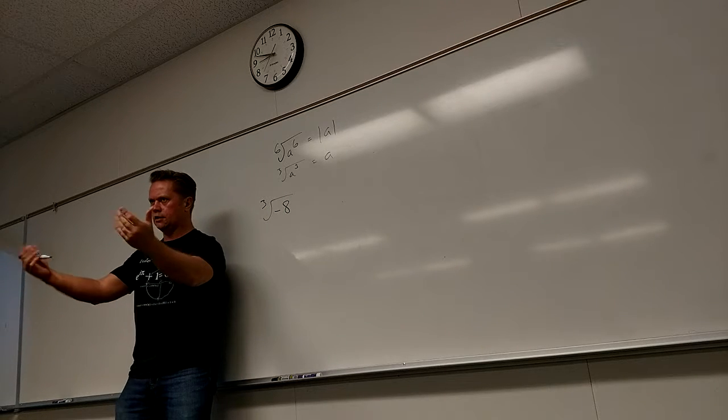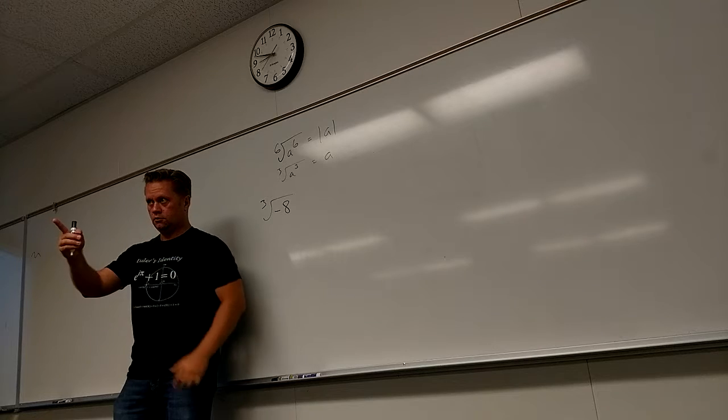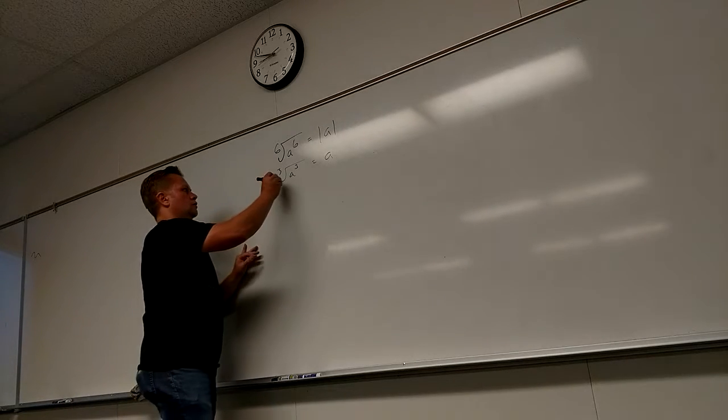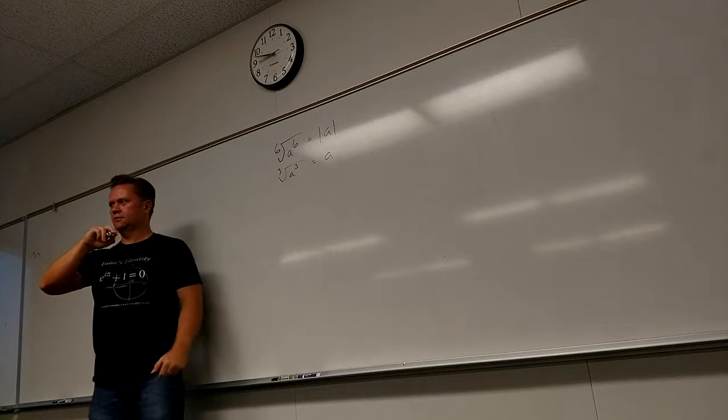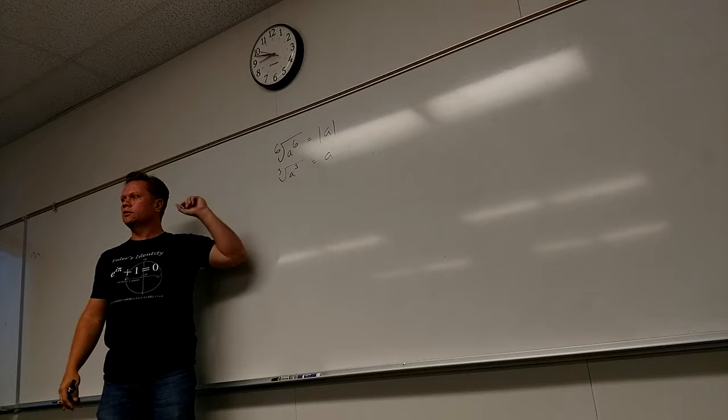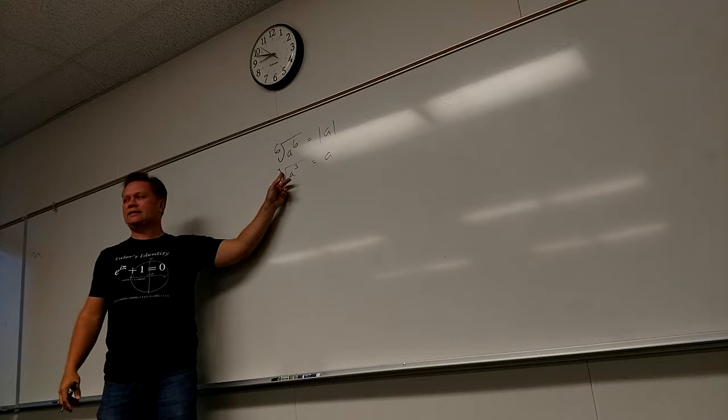You guys get that? So the number on the outside of the root is called the root? I thought that was, this is called the index. But this is the sixth root, right? This is the sixth root. This is the third root. But officially, the name of this is the index.